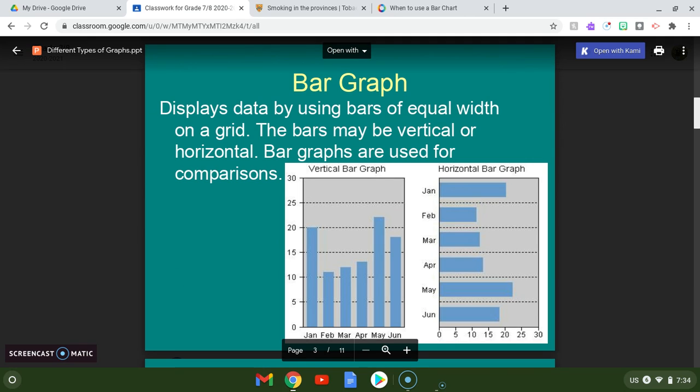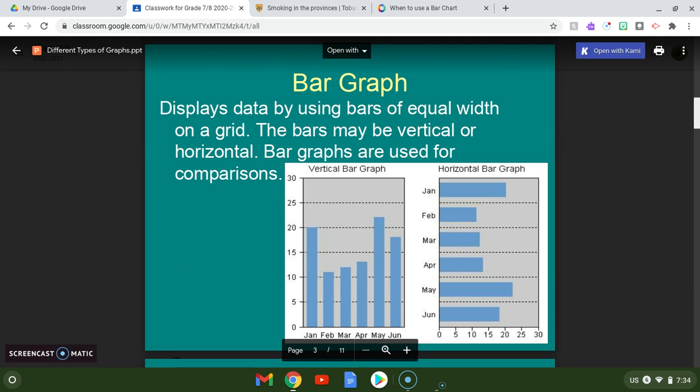So, for example, if you look at the bar graphs here, we're comparing something to do with what happens in the months. So it could be the amount of rain that we've got. It could be how warm it was. It could be a lot of different things. But basically, we're comparing different separate numbers. So they're not part of a whole, they're just each individually shown.